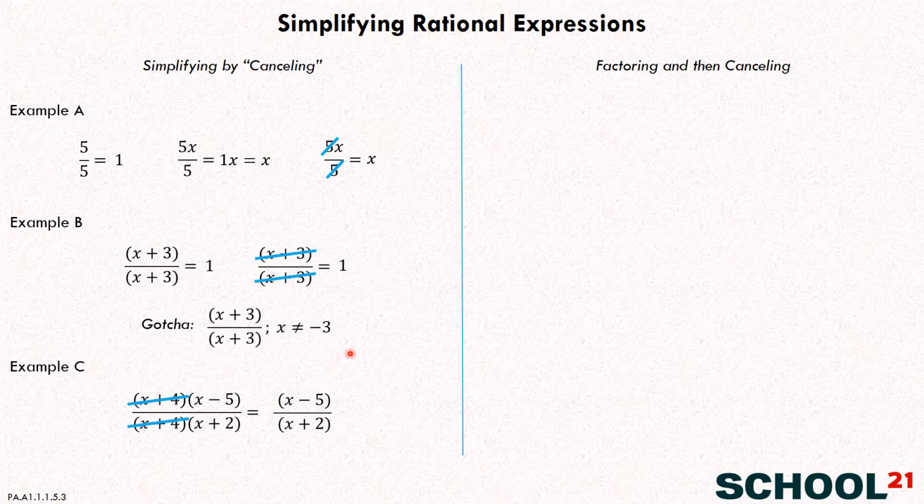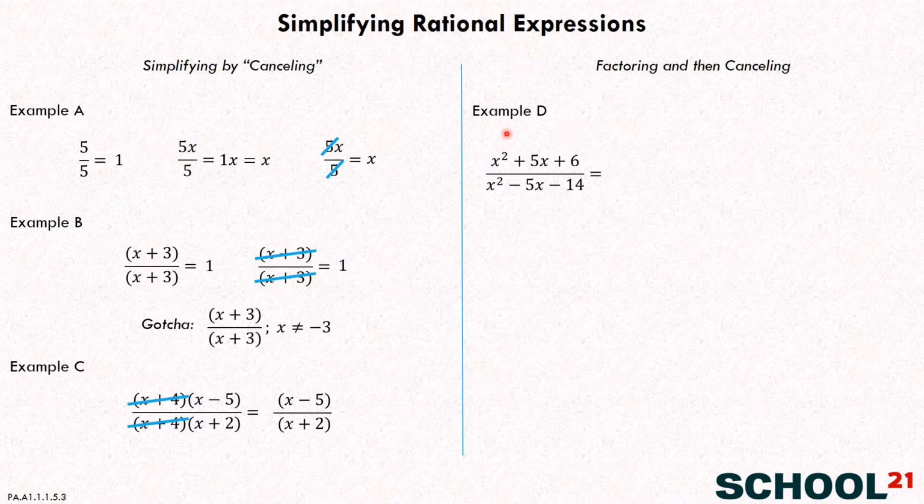Yeah. Okay, good. Now, sometimes you don't have it in this form here because you need to factor a trinomial or some other expression first. So let's go over here and look at factoring first and then canceling. So let's look at an example. We'll call this example D.